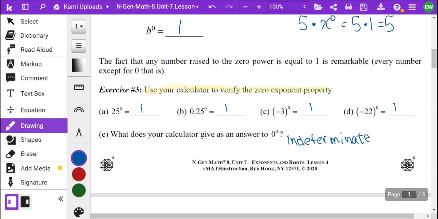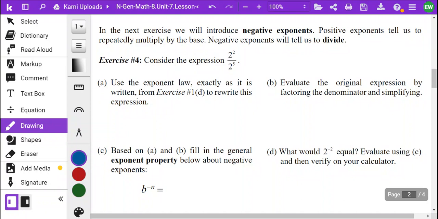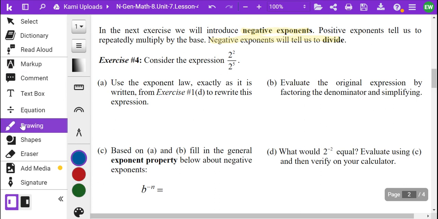All right. So now we're going to introduce negative exponents. Negative exponents tell us to divide. So let's go ahead and see how we come up with a negative exponent first. Let's use the exponent law as it's written, which was x to the a over x to the b equals x to the a minus b.